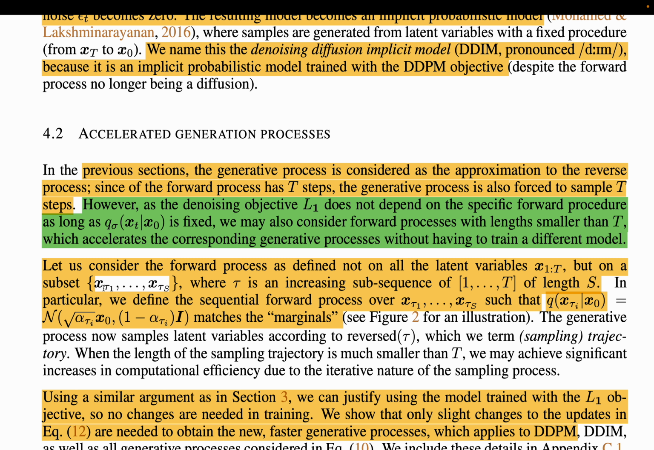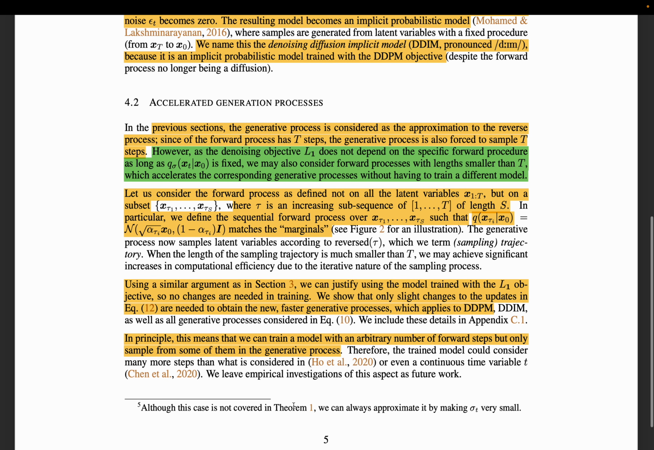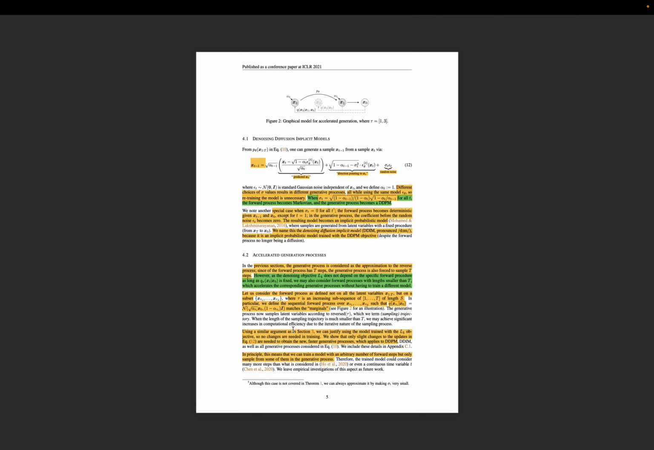And we've seen that if we want to train this DDIM model, it has the same training objective as the DDPM. So you can train with 1000 time steps and then do inference with 50. Okay, that's what they say here. We can train a model with an arbitrary number of forward steps, but only sample from them with fewer time steps.